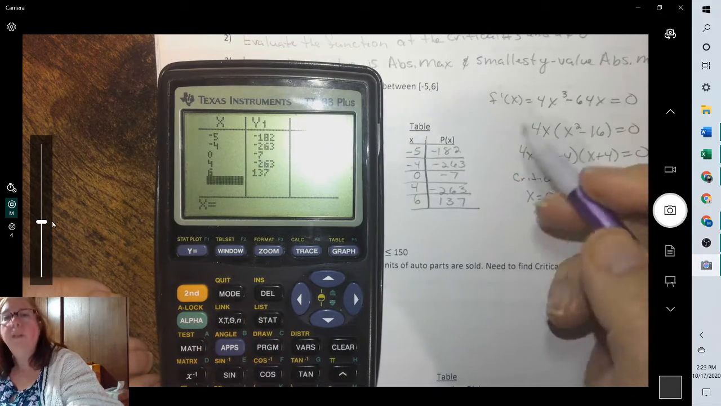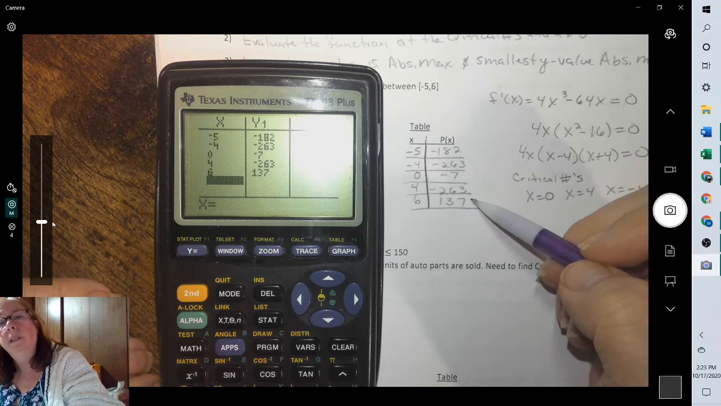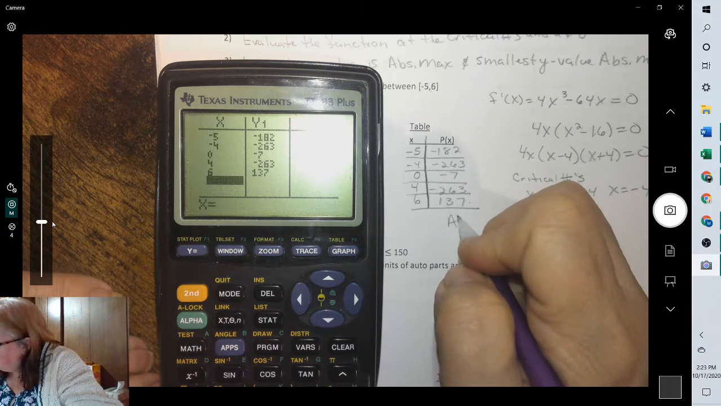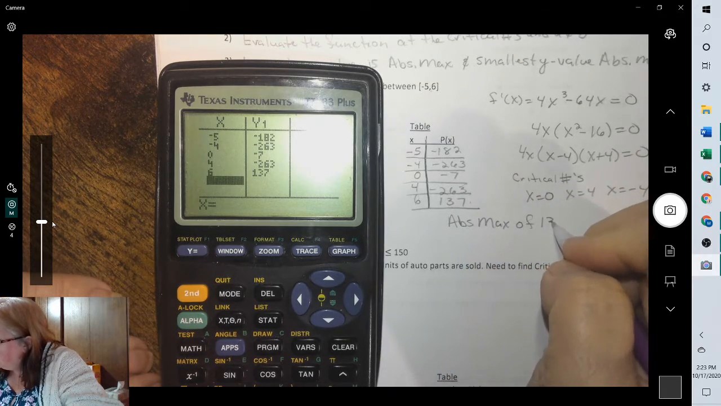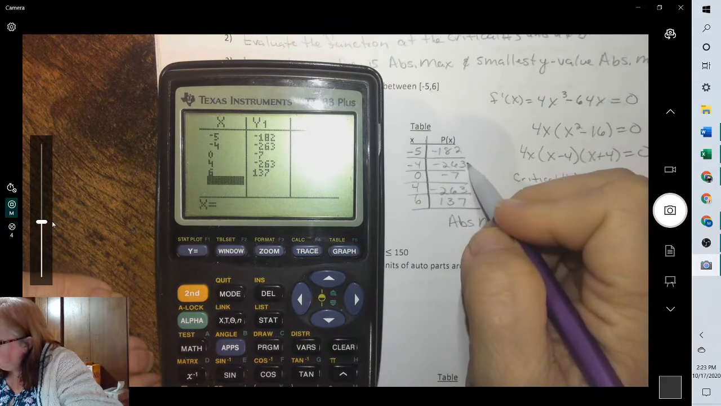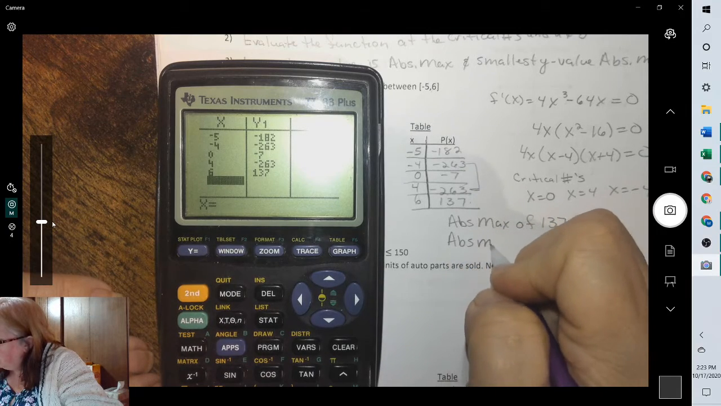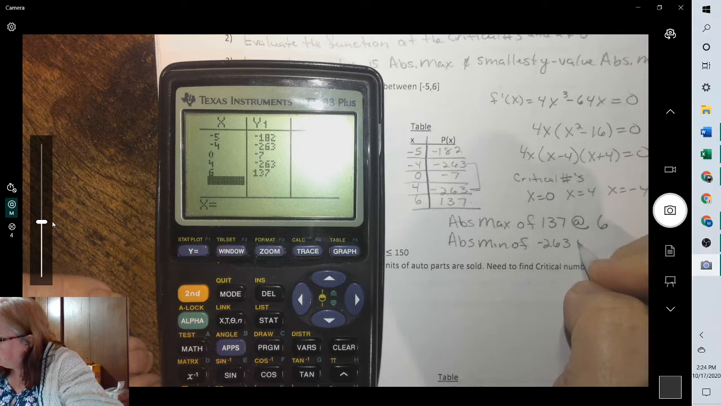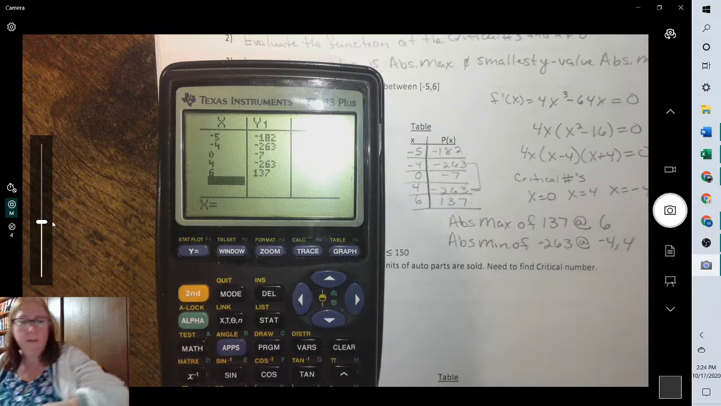So there's the values. Now the highest value is the absolute max, the lowest is the absolute min. So this was our highest, so we have an absolute max of 137 at 6. And then notice the lowest, there's 2 of them. So we have an absolute min of -263 at -4 and 4.